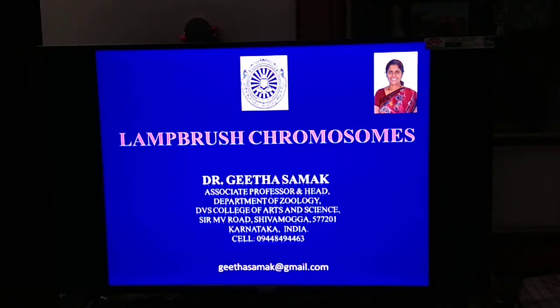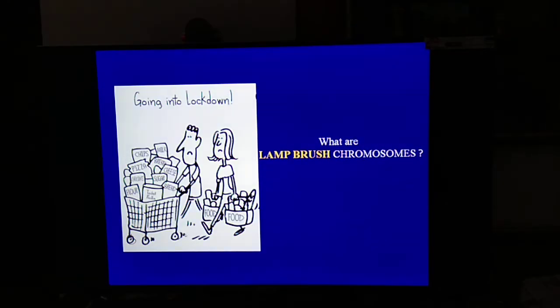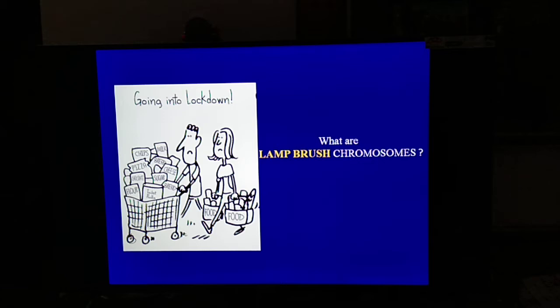What are Lampbrush chromosomes? Before going to this topic, please see this cartoon. A couple busy in shopping before the announcement of lockdown in the city. Look at this mad rush of collecting essentials. You may wonder how this cartoon relates to Lampbrush chromosomes. Well, you will get the answer at the end of this presentation.